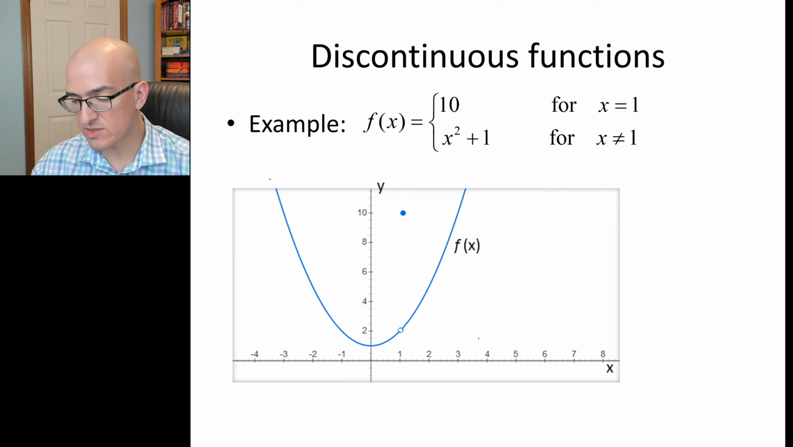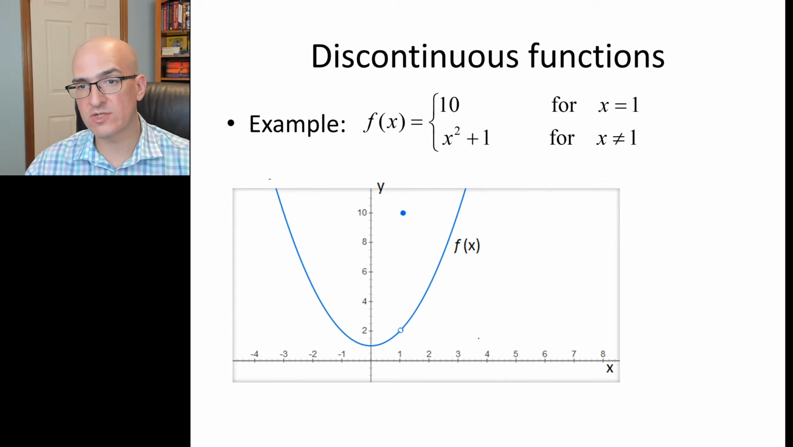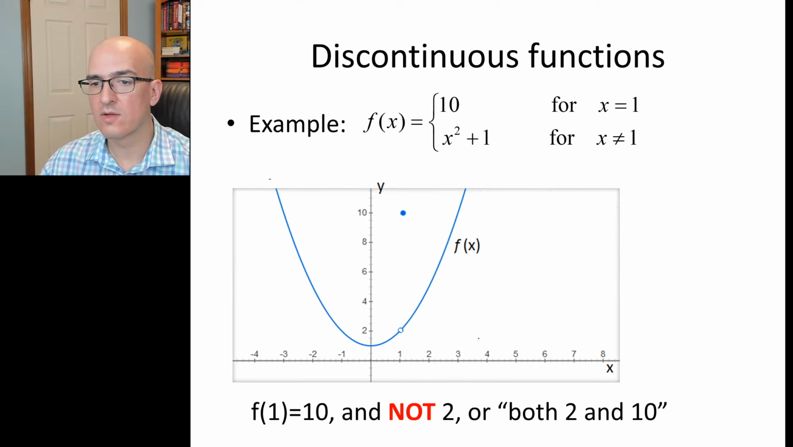If the question asked, what is f of 1? The answer would be 10. What if it asked, what is f of 1.1 or f of 0.9? Well, the answer would be the number that you get by plugging 1.1 or 0.9 into the bottom part of the piecewise function, since 1.1 is not 1 and 0.9 is not 1. But at exactly 1, the y value is exactly 10.